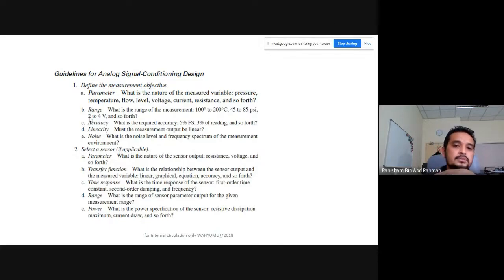The accuracy, you need to decide whether you can have a 5%, 3%, or 10% tolerance in the measurement. Next, after you decide the measurement objective, you need to select the right sensor. What is the right sensor? What parameter, what are the transfer function, response time, the range, and the power? You need to consider all those so that our instrumentation circuit and configuration are able to serve very well.